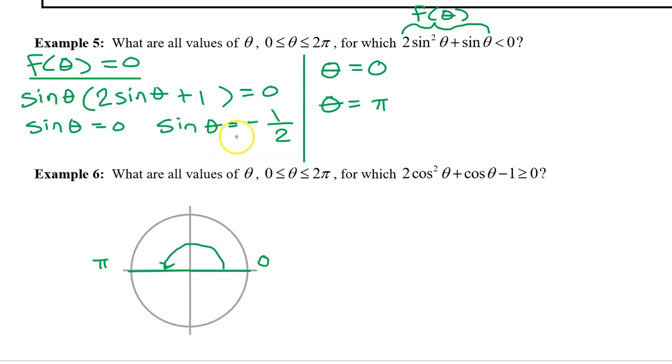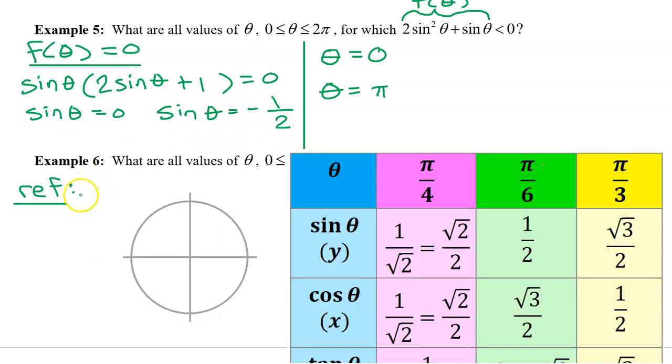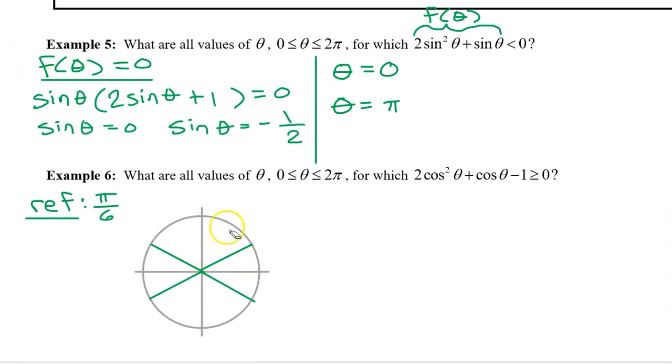How about sine theta equals negative 1/2? We can find the reference angle by ignoring the negative sign and asking ourselves the sine of what is equal to 1/2. We have memorized that the sine of pi over 6 is 1/2, so pi over 6 is the reference angle. On the interval from 0 to 2 pi, here are the 4 angles with a reference angle of pi over 6. Since we want sine theta to equal negative 1/2, we will stick to quadrants 3 and 4, where the y value, and thus the sine function, is negative.